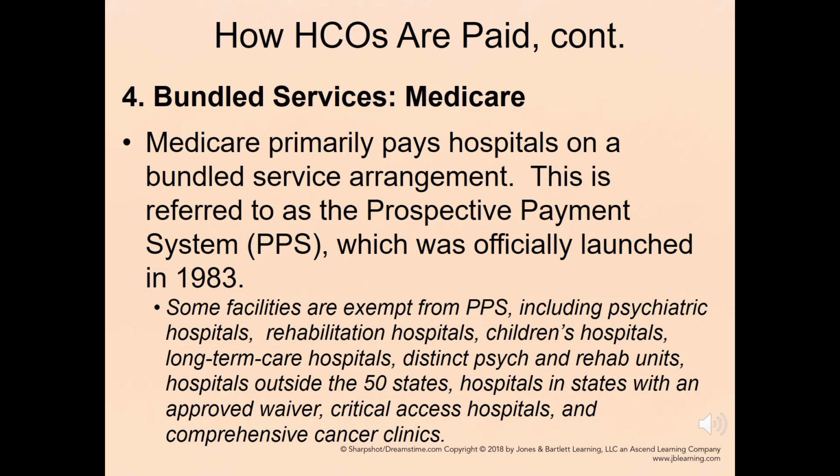Bundled services for Medicare. Medicare primarily pays hospitals on a bundled service arrangement. This is referred to as the Prospective Payment System, or PPS, which was officially launched in 1983. Some facilities are exempt from PPS, including psychiatric hospitals, rehab hospitals, children's hospitals, long-term care hospitals, distinct psych and rehab units, hospitals outside the 50 states, hospitals in states with an approved waiver, critical access hospitals, and comprehensive cancer clinics.